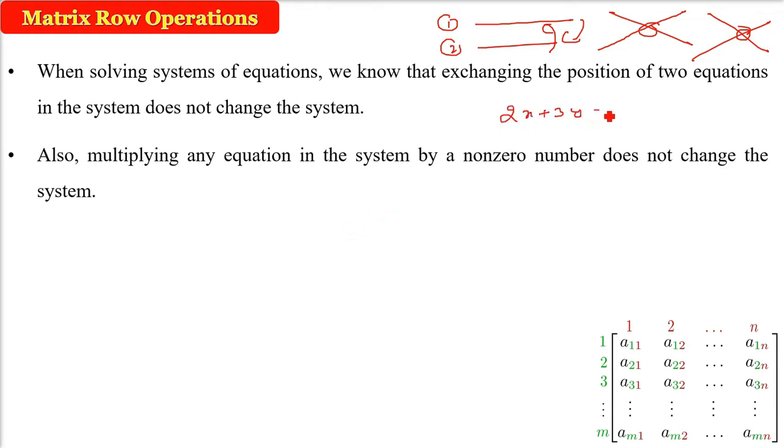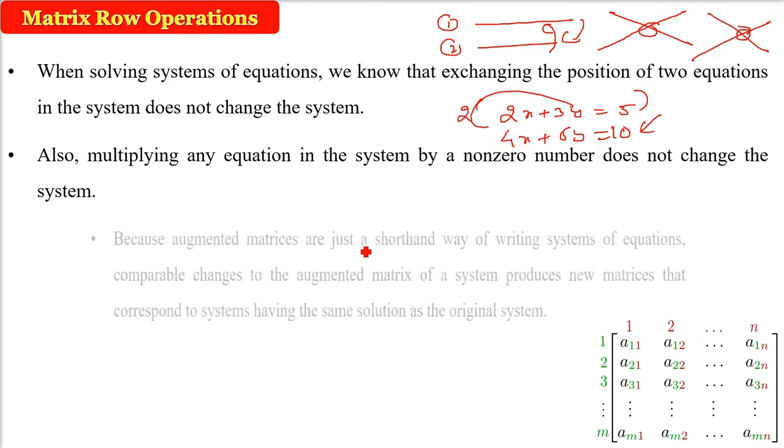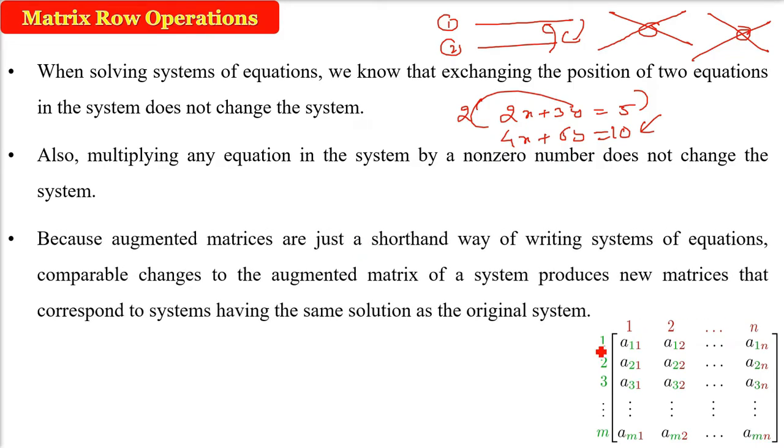Next, if you have an equation, for example 2x plus 3y equals 5, and I tell you to multiply it with any scalar, for example 2, it will be 4x plus 6y equals 10. Now 2x plus 3y equals 5 and 4x plus 6y equals 10 are both the same. They have no difference.